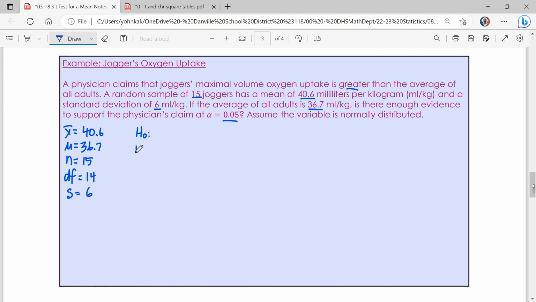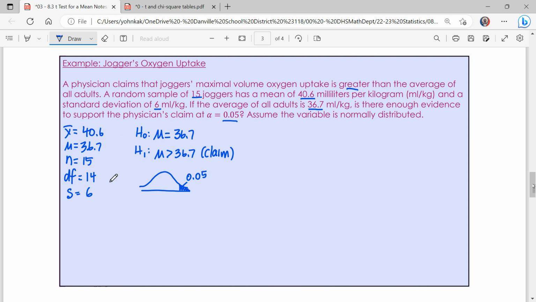So now we have our hypotheses. Our null hypothesis is mu equals 36.7. Our alternative hypothesis is mu is greater than 36.7, and that is our claim, the alternative. We draw a picture. We're graphing greater. That's our alpha at 0.05.